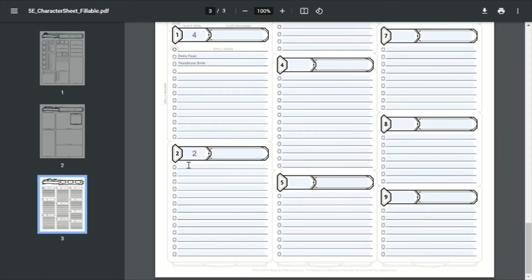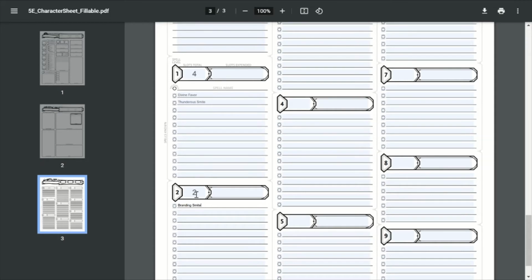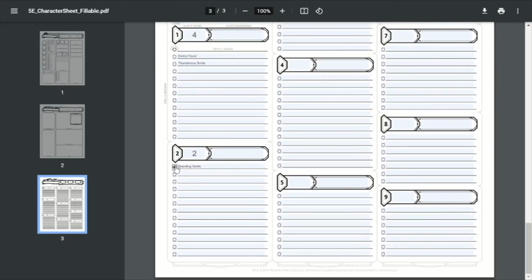Then we're going to move on to level 2. The only one I have here is Branding Smite, which gives an extra 2d6, and then an extra 1d6 for every spell slot level above 2. So if I cast it as a level 9 spell, I would get 10 6-sided dice worth of damage. But I am trying to do it at the lowest level possible, so I only have 2nd level things, so it's only going to be doing 2d6 damage right now, and I just have to prepare those spells.